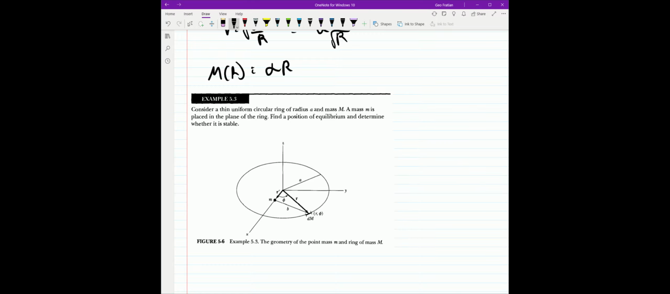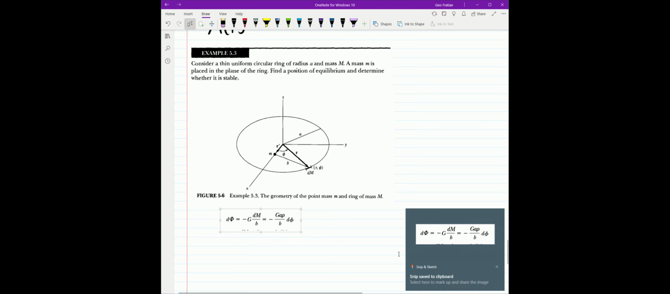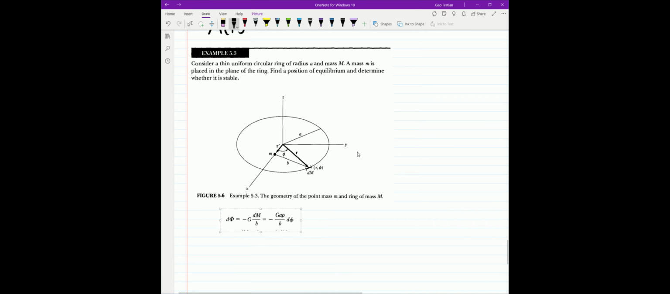The potential is just given by the gravitational potential, where dφ is just negative G dm over b. We just took the derivative of φ, where φ is negative GM over r. R in this case is b, because we take our vector from here to here. And our dm, we can solve as, if we use the density equal to m over 2πa, we get G m a over b dφ.